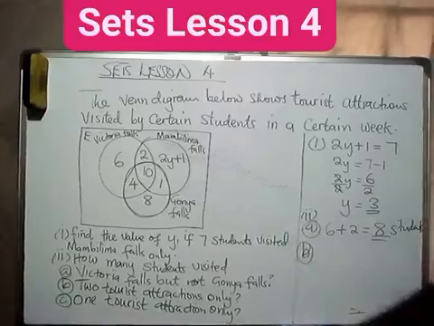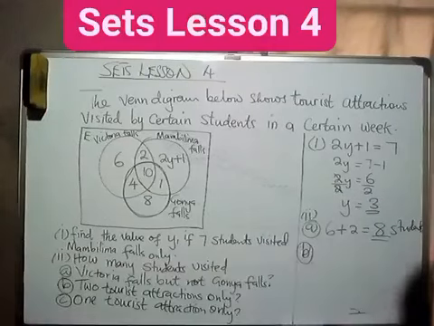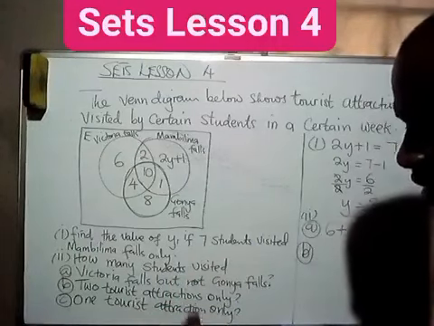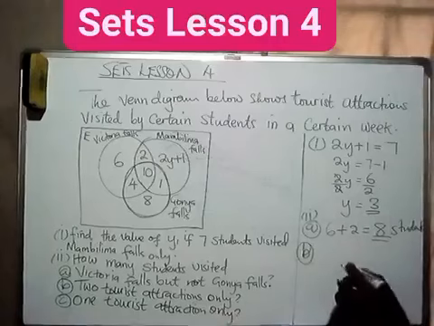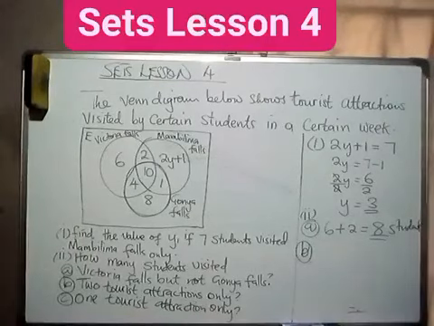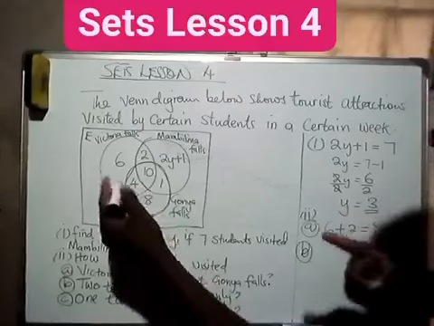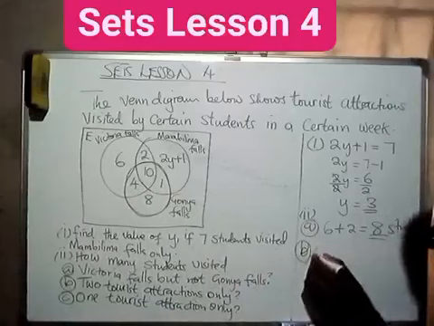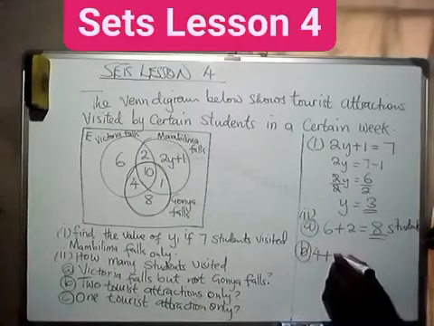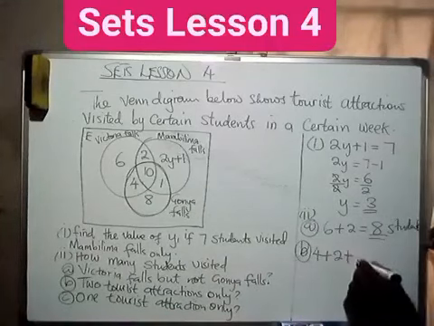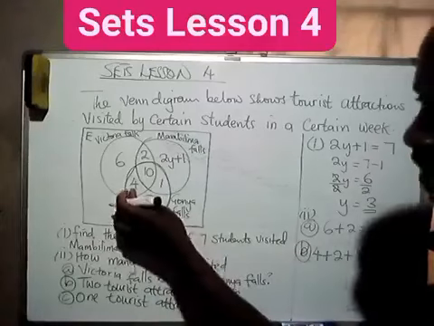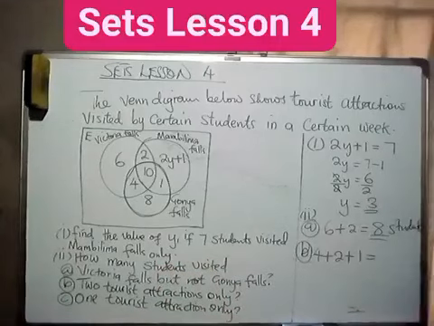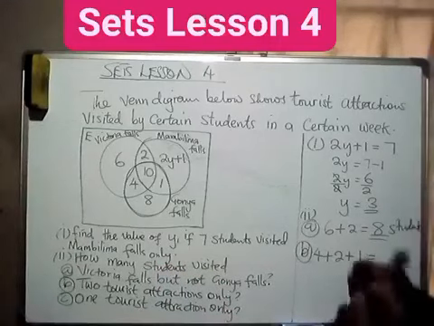B says: how many students visited 2 tourist attractions only? So for B, 2 tourist attractions only are these, which are intersections of 2 sets. So we have 4 plus 2 and plus 1. These are the ones who visited the 2 types of tourist attractions only.